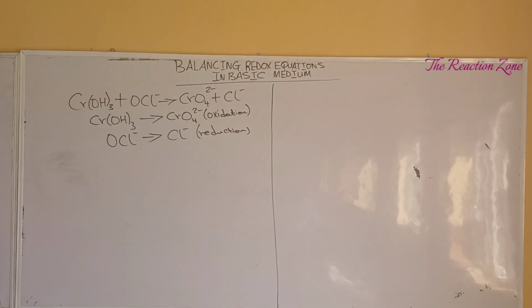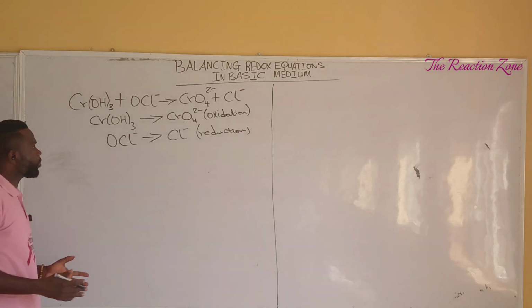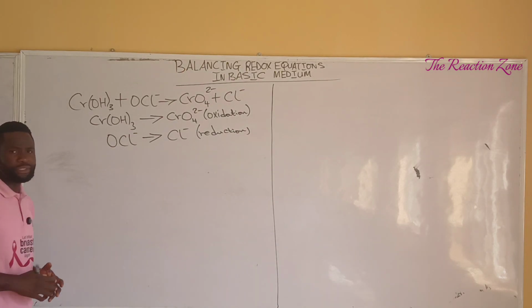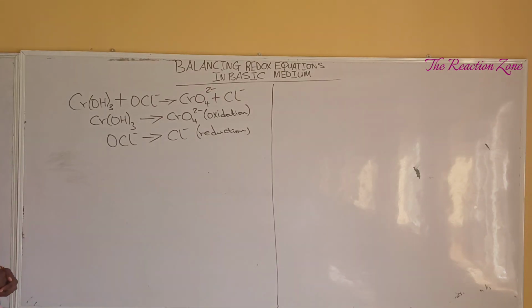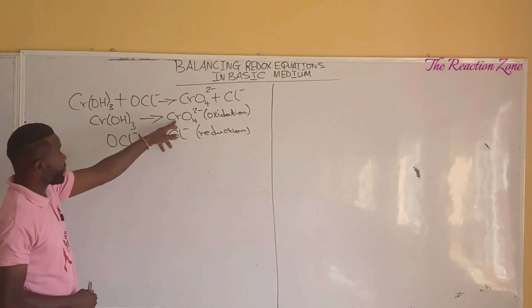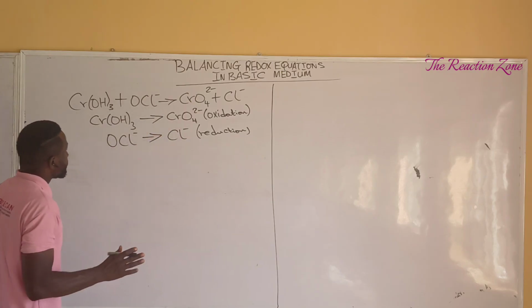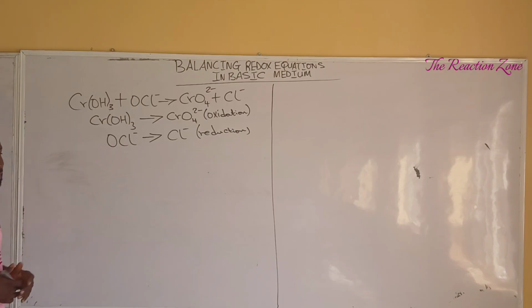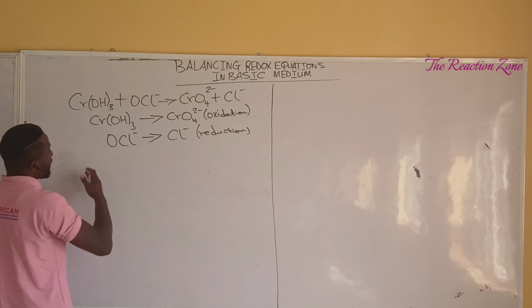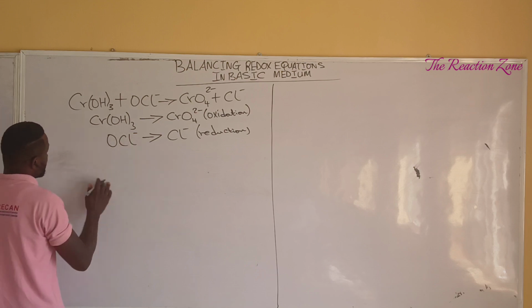Now that we know that, the next thing we have to do is to ensure that atoms that are neither hydrogen nor oxygen are balanced. Chromium is 1, chromium here is 1. Chlorine is 1 here, chlorine is 1 here. So atoms other than hydrogen and oxygen are balanced. So let us now balance oxygen and hydrogen for each of these half equations.